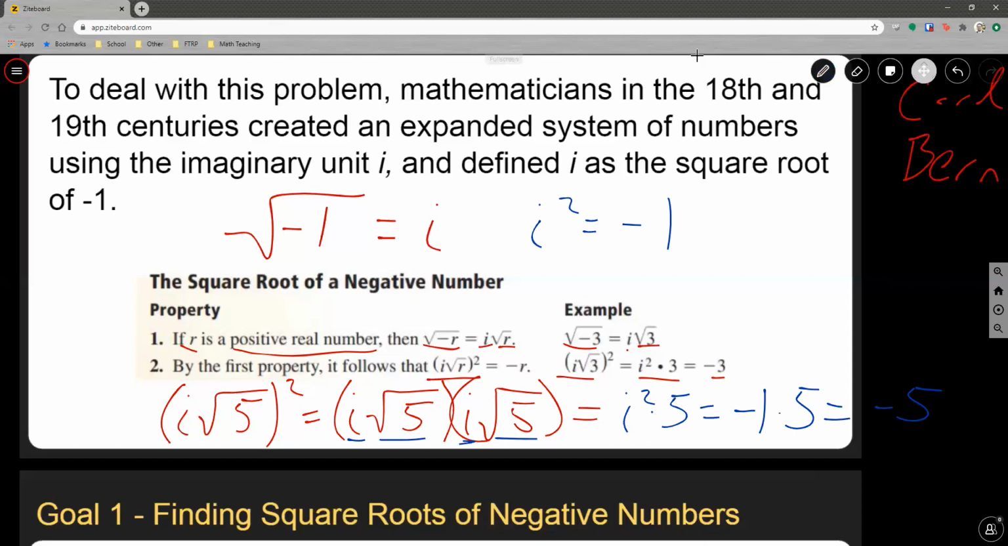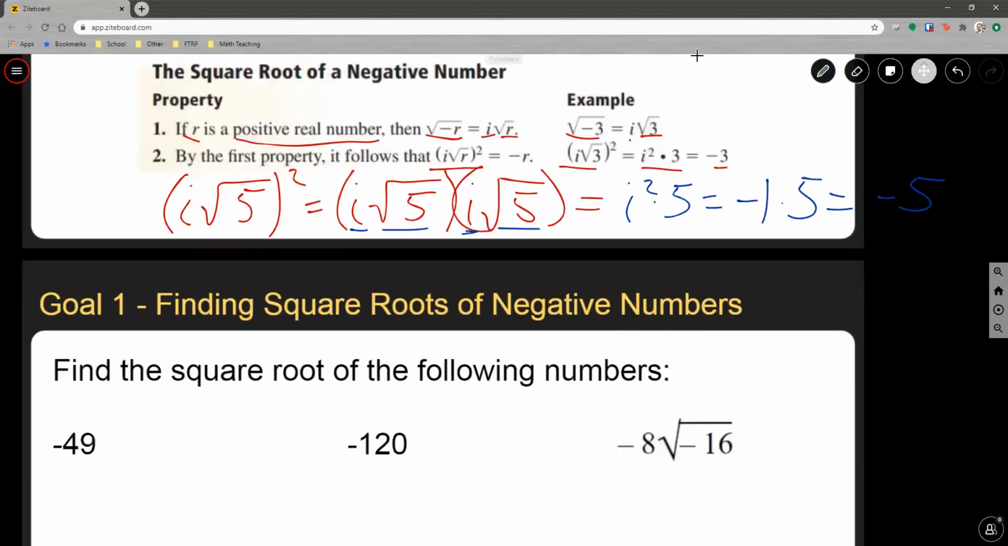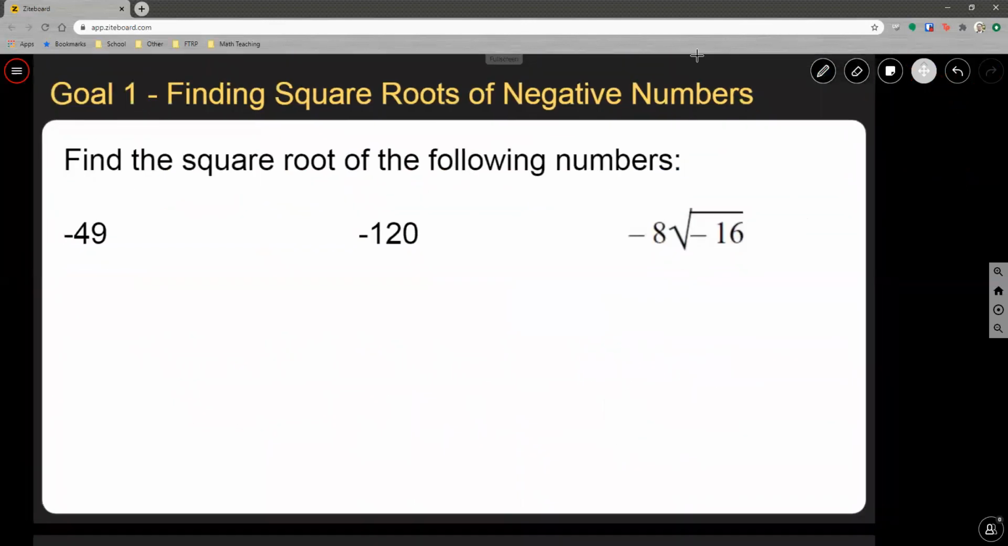All right, so let's try some quick problems here. Finding the square roots of negative numbers. We're finding the square root of the following numbers: -49, -120, and then -8 times the square root of -16. So this is not going to be too bad. We know the square root of 49 is going to be 7, and I've just got a negative sign on it. So what I'm going to do is rewrite this.